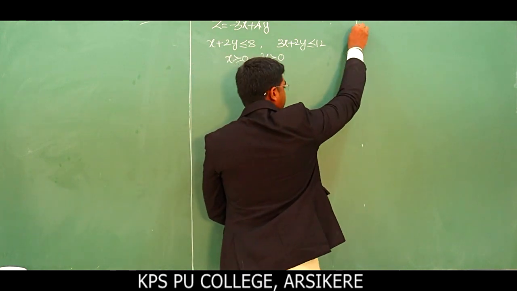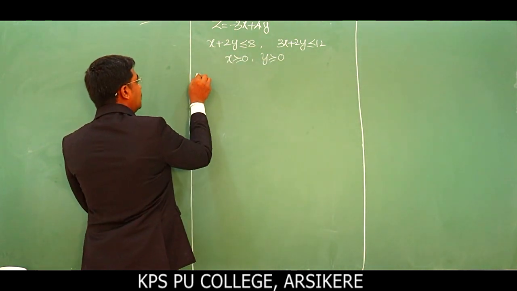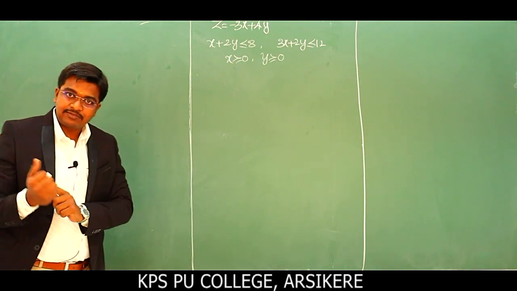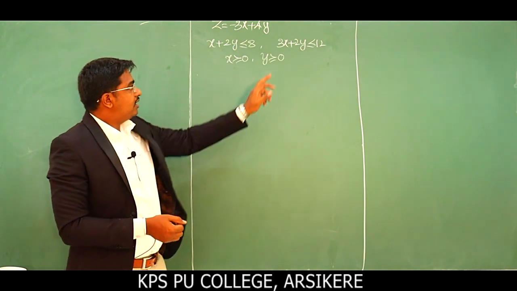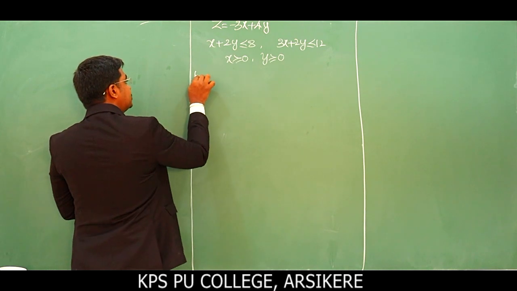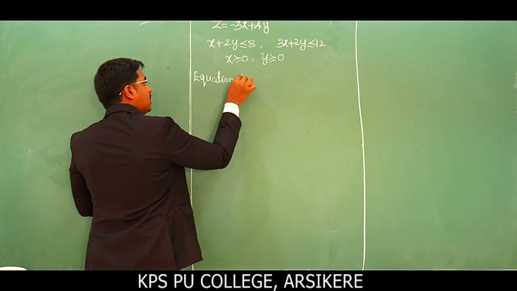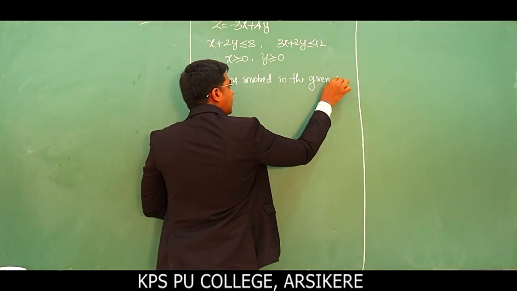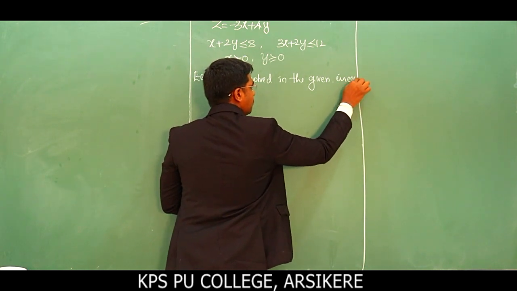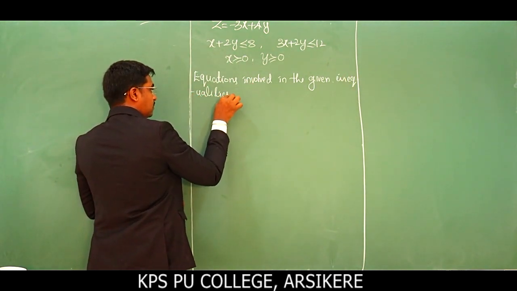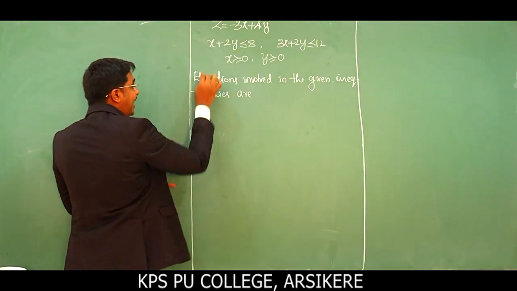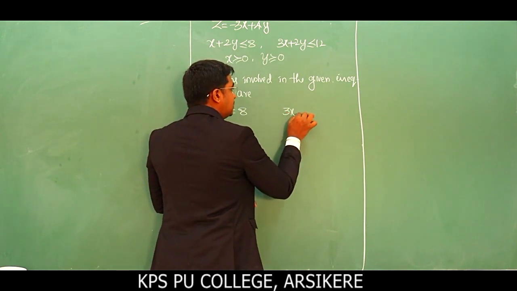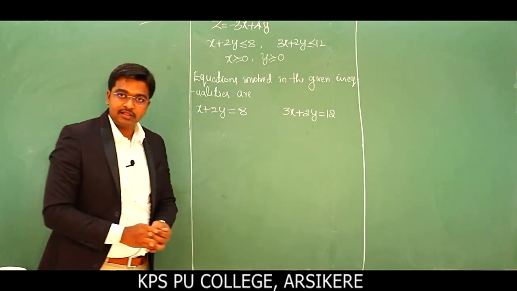Okay, let us solve. First write the equations involving the given inequalities. x greater than or equal to 0 and y greater than or equal to 0, I will explain at the end. First we go with x plus 2y less than or equal to 8 and 3x plus 2y less than or equal to 12. The first equation is x plus 2y is equal to 8, and the second equation is 3x plus 2y is equal to 12.